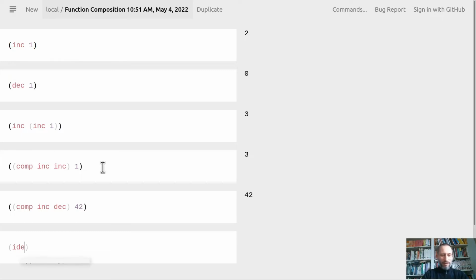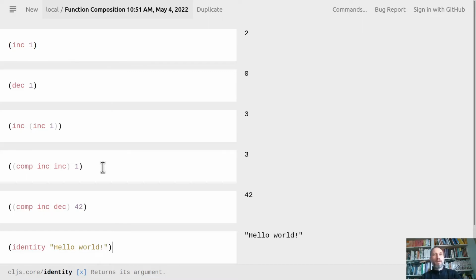By the way, we have the identity for anything else. Here's the usual text, and it just gives you back that. So we have a function for that, but we are practicing function composition here. And let's have a look at the notebook.